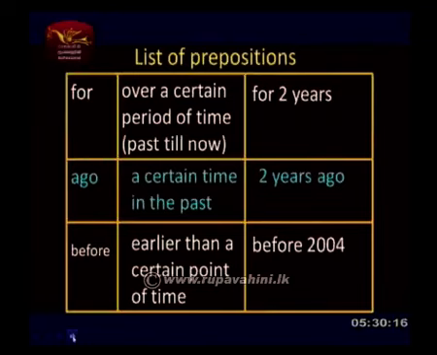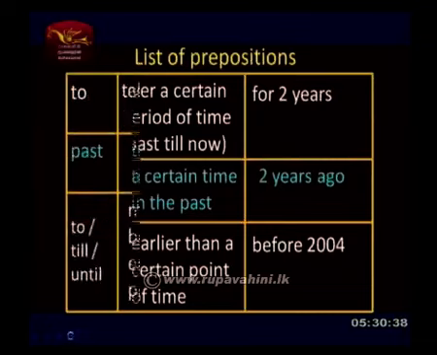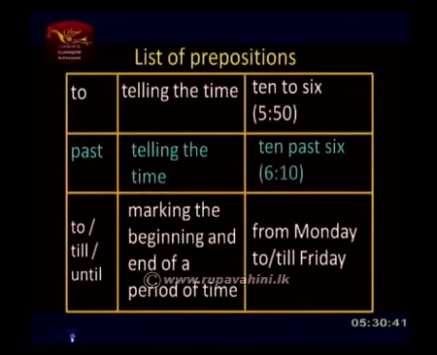Next one, ago. A certain time in the past. So the example given 2 years ago, in the past. So we are talking about history here. Isn't it, Mr. Terence? Yes. Then before, earlier than a certain point of time. කියන්නේ යම්කිසි කාලයකට පෙර. Before 2004. 2004ට පෙර. Yes, the next section is to. To we can use telling a time 10 to 6. 10 to 6 means the actual time is 5:50. That's why we have put it in the brackets that 5:50.